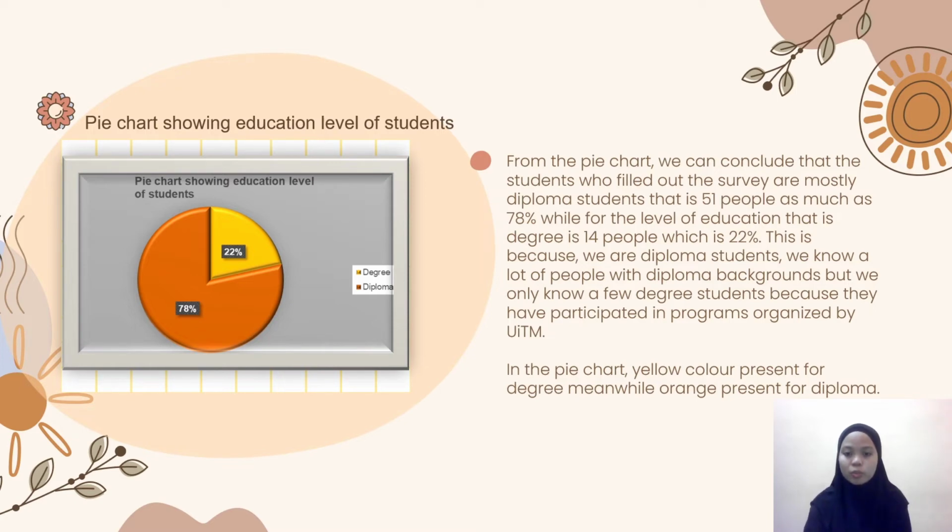This is because we are diploma students. We know a lot of people with diploma backgrounds, but we only know a few degree students because they have participated in programs organized by UiTM. In the pie chart, yellow represents degree, meanwhile orange represents diploma.